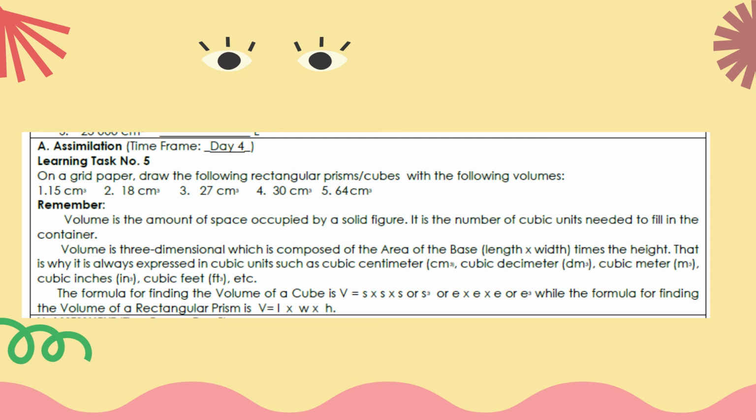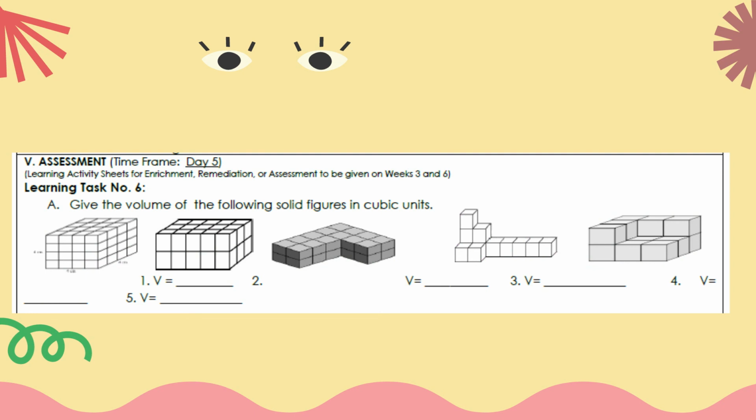The formula for finding the volume of a cube is V is S times S times S, or S cubed, or e times e times e, or e cubed, while the formula for finding the volume of a rectangular prism is V is equal to L times W times height. Now for your learning task number 4, which is your assessment, find the volume of the following solid figures in cubic units.